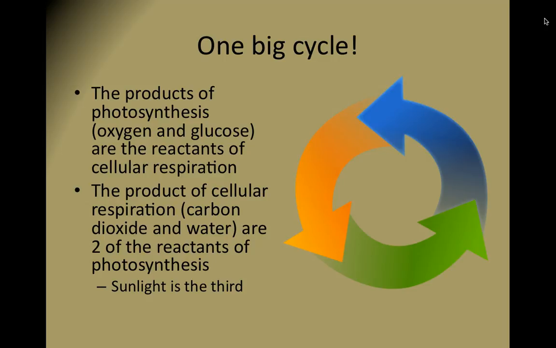Photosynthesis relies on the products of cellular respiration in order to work, and cellular respiration relies on the products of photosynthesis in order to work. Photosynthesis creates glucose and oxygen, which are the exact reactants. Remember, reactants are what we need for the process to occur. Glucose and oxygen, which is what photosynthesis creates, are the exact reactants of cellular respiration. Also, the products of cellular respiration are carbon dioxide and water, two of the three reactants of photosynthesis.